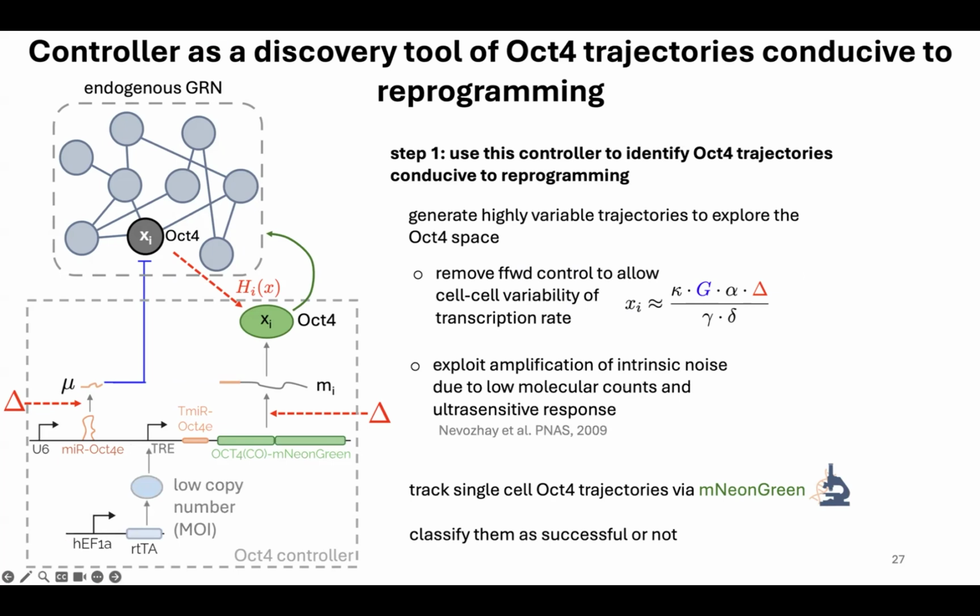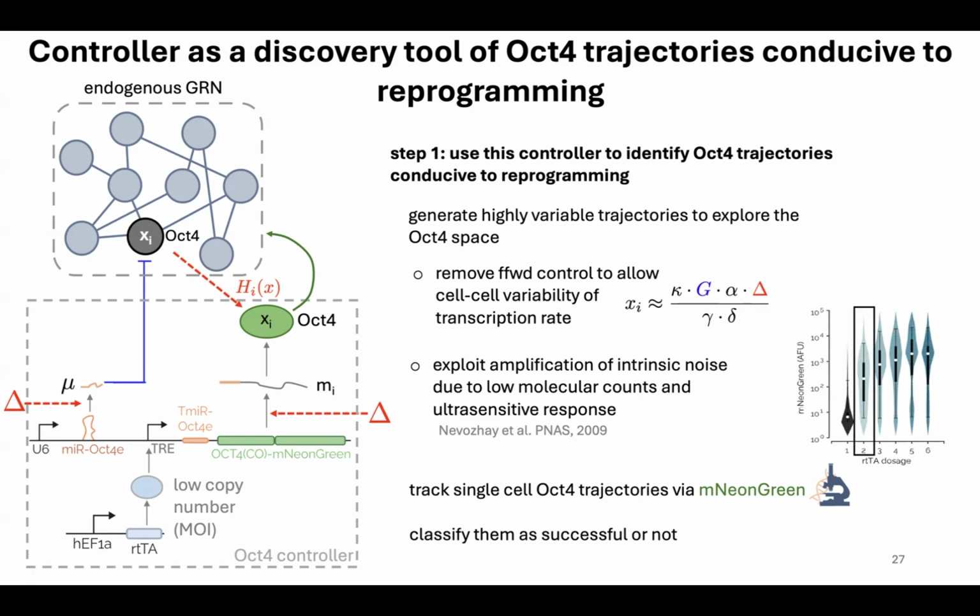And then we exploit amplification of intrinsic noise due to low molecular counts. We use this TRE promoter, which is controlled by this rtTA activator. If this rtTA activator is in very low molecular counts, then the noise at the transcription level is going to be highly amplified, and these are just known results. Then we tracked the single cell OCT4 trajectories via microscopy and classified them as successful or not by performing Tra-1-60 staining, which is a marker of pluripotency, at the end of the process.